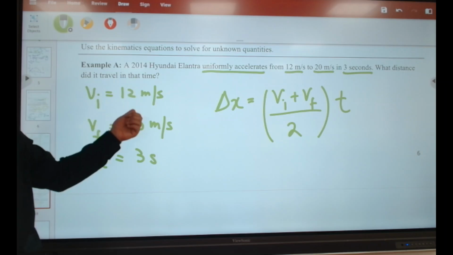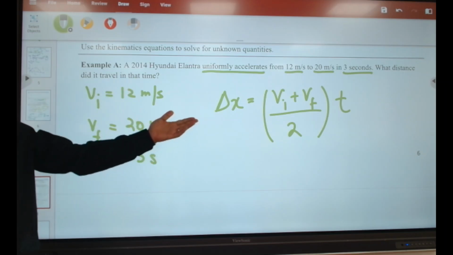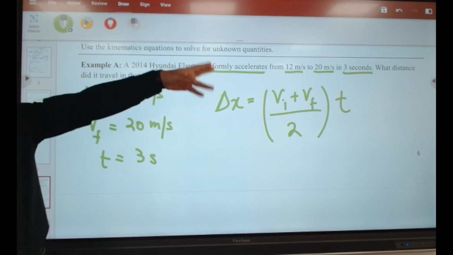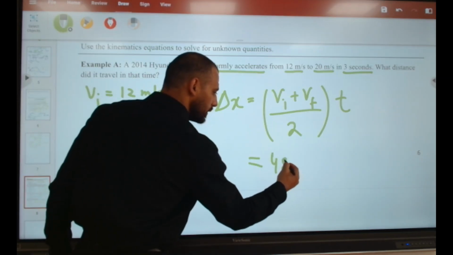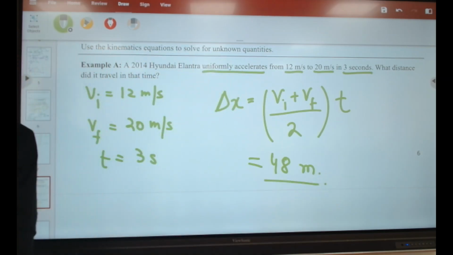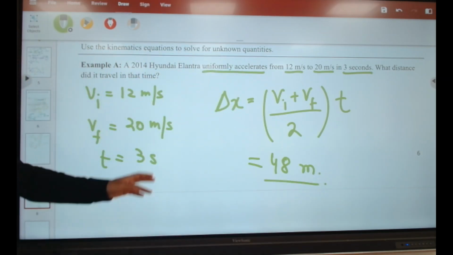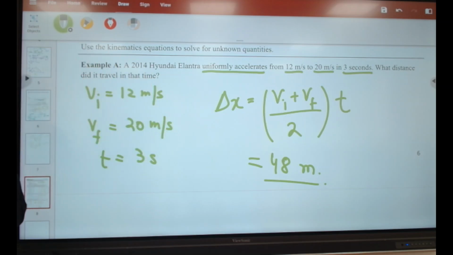Initial is 12. Final is 20. Add them, that is 32. 32 over 2 is 16. 16 into 3 is 48, of course. So the answer is 48 meters. This is the distance traveled. Is this clear? Very basic. But you should be able to understand which equation is to be used. Clear? Copied?